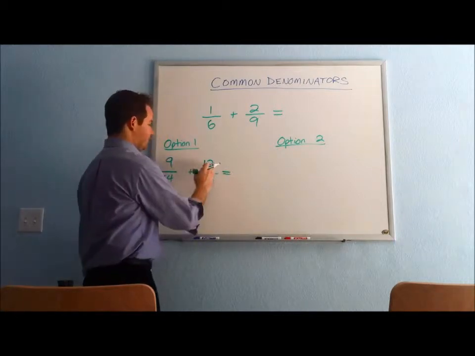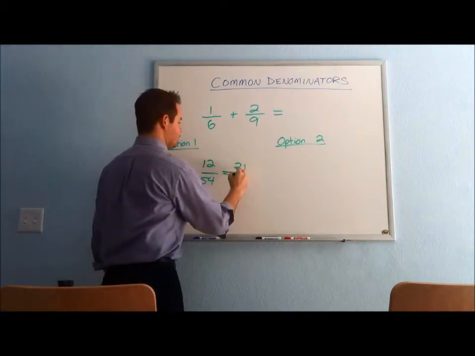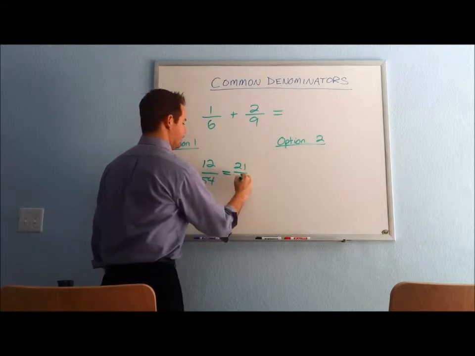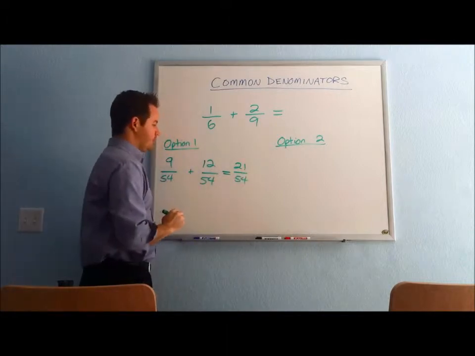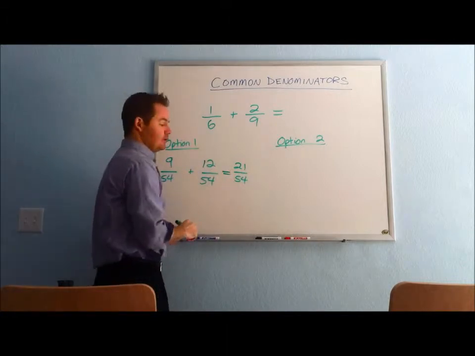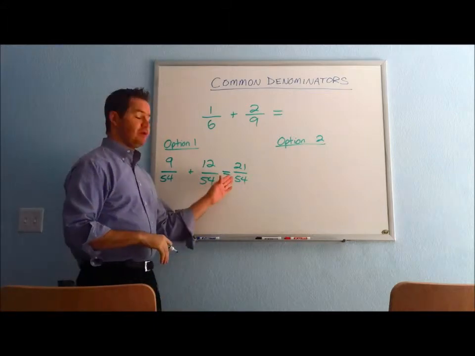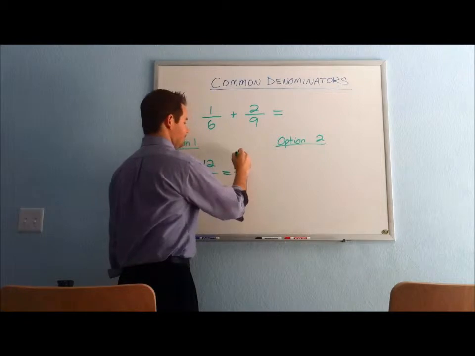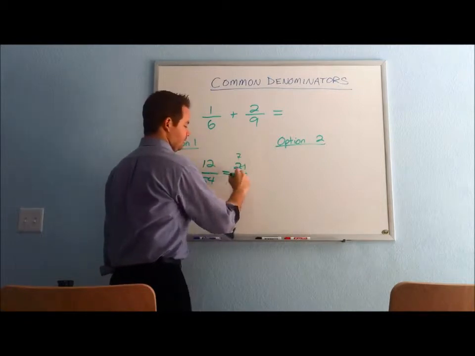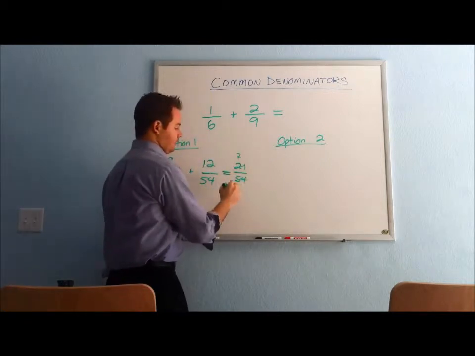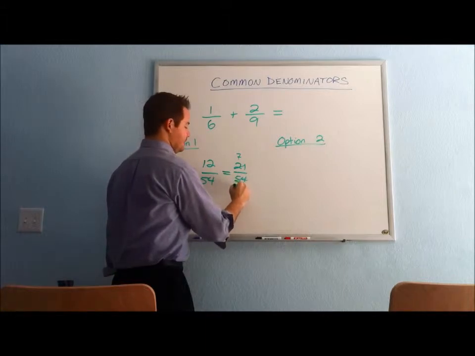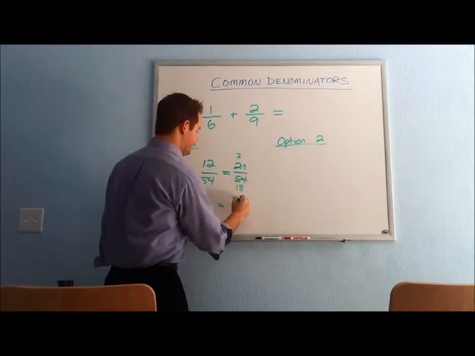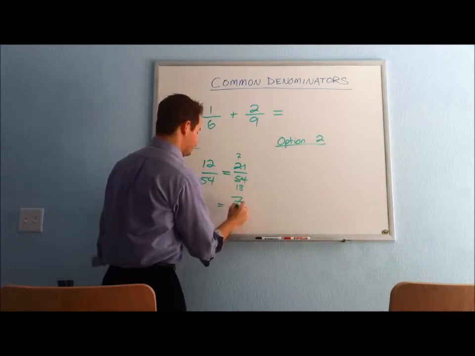So when we add together our numerators, 9 plus 12 gives us 21 over our common denominator of 54. And this fraction we can reduce. So if we take a look, 3 goes into each of these. So we could divide by 3, and that's 7. And we could divide this by 3, and 3 goes into 54 18 times. So our final answer would be 7 over 18.